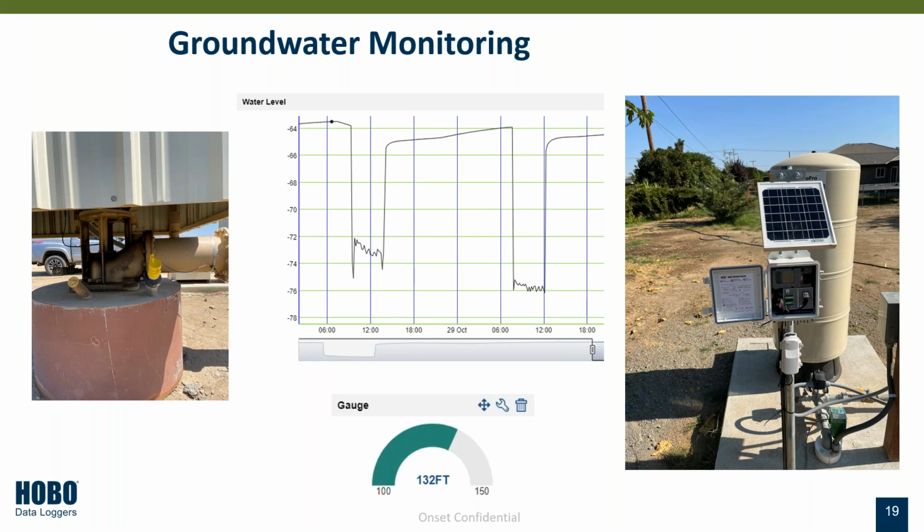What are the fluctuations like throughout the year? Because in the wintertime, before irrigation systems or cycles start, it's going to be at one depth. And then at the end of the season, it's going to be at another depth. So you're able to see that through our groundwater monitoring.